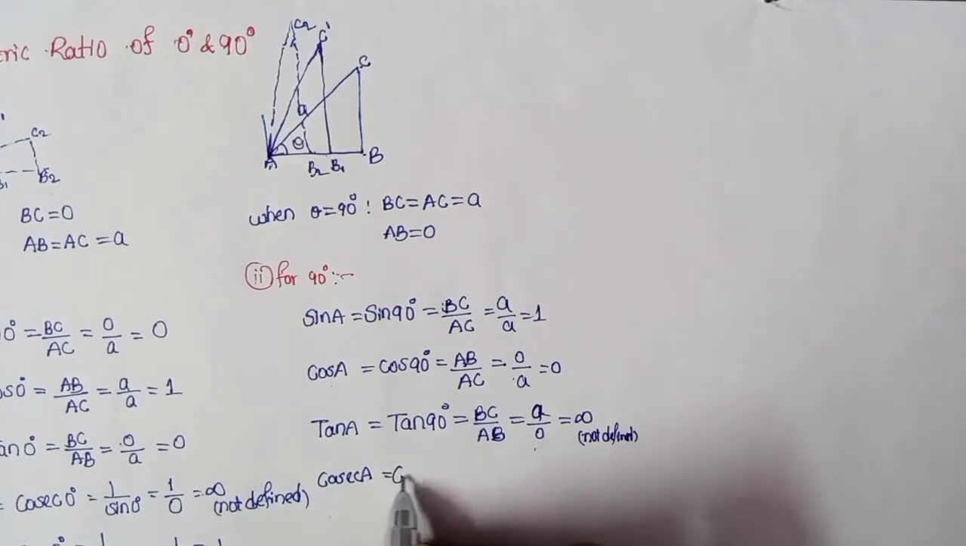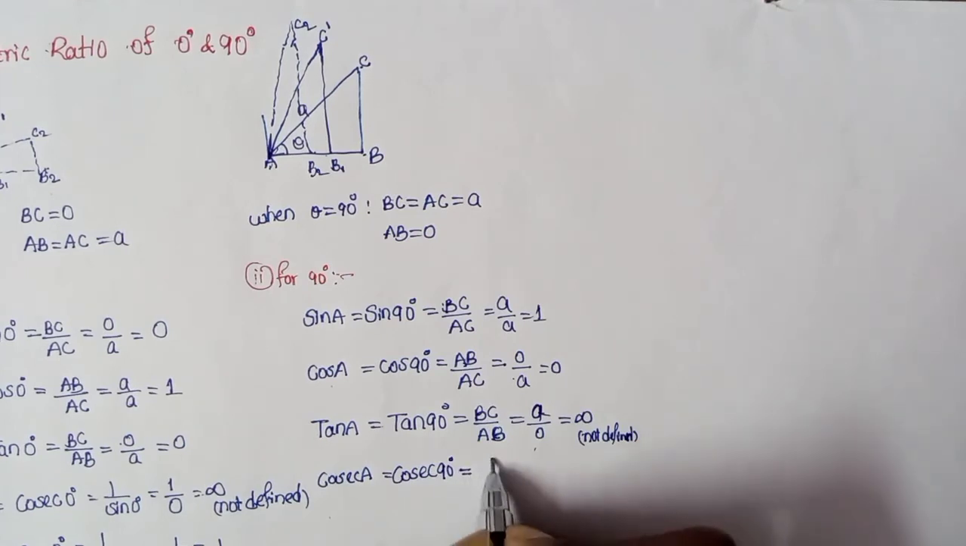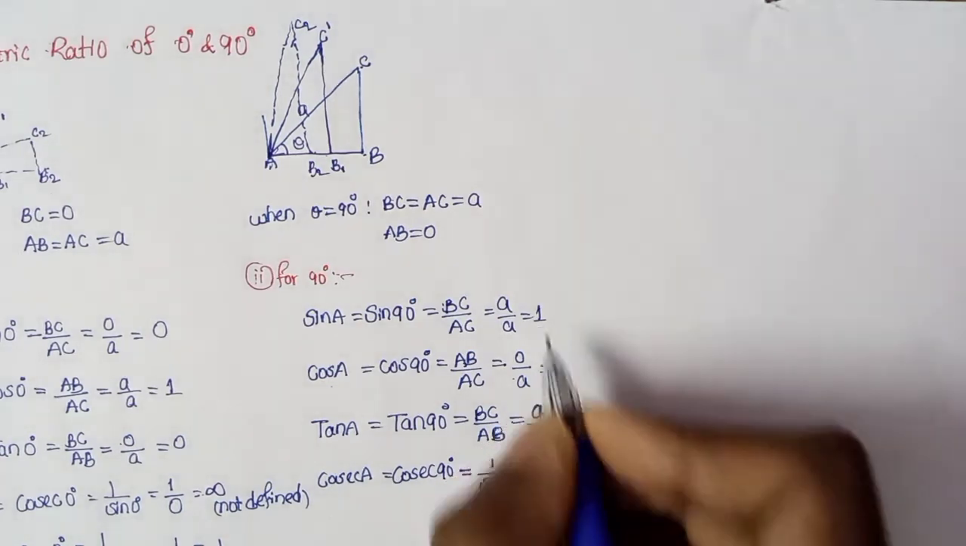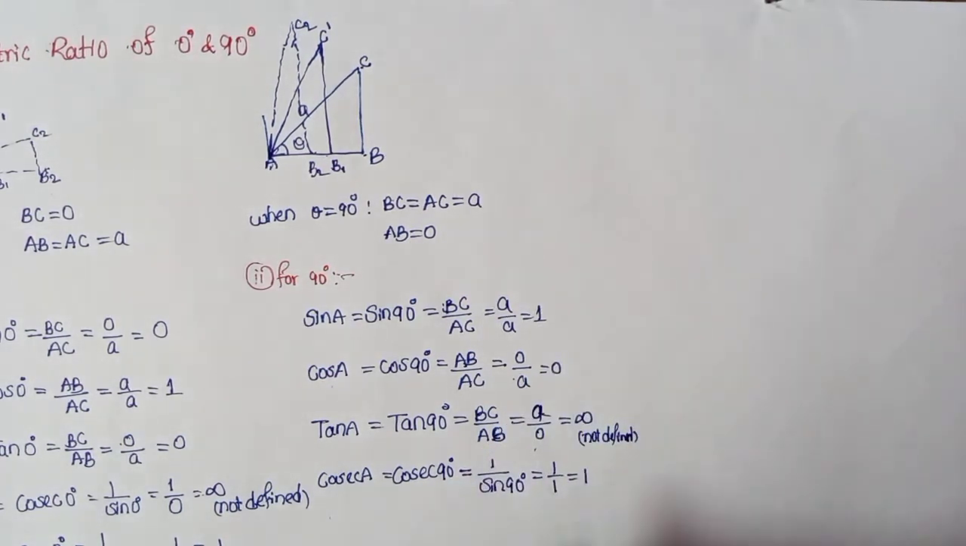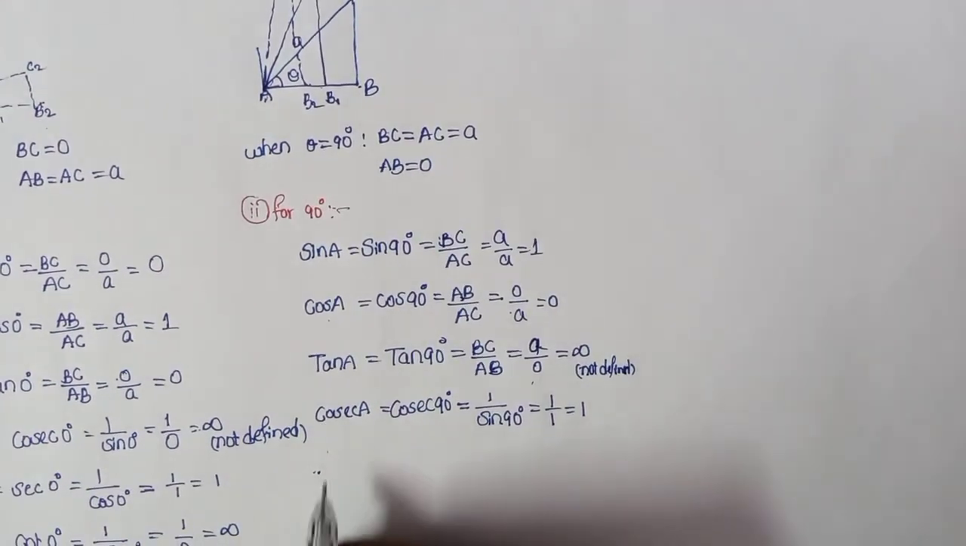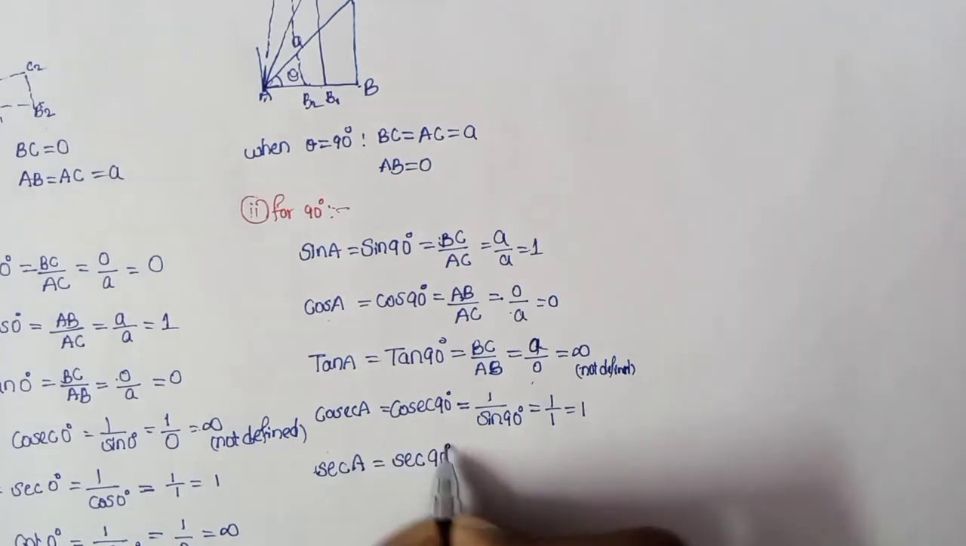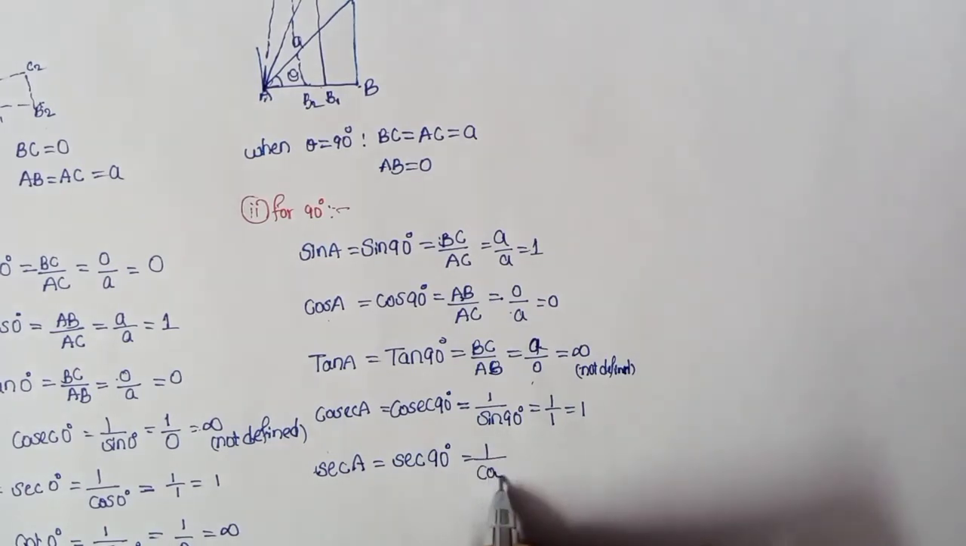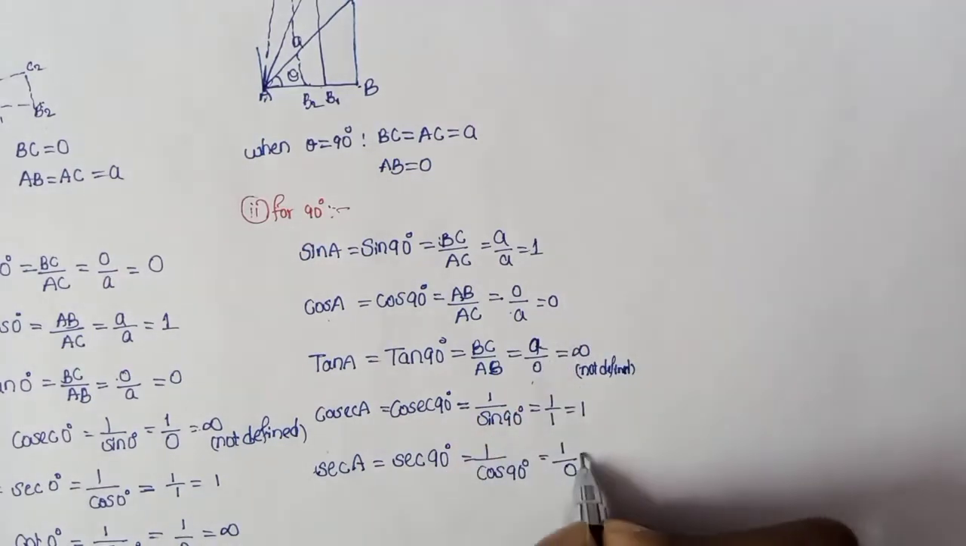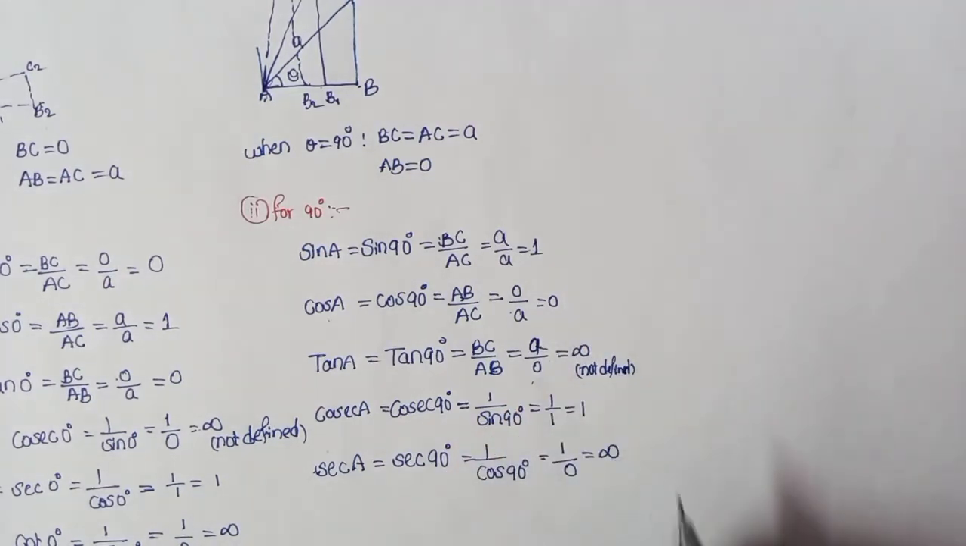Next, cosec. Cosec A, that is cosec 90 degrees, is equal to 1 by sin 90, which is the reverse of this, 1 by 1, that is 1. Next, sec. Sec A, that is sec 90 degrees, is equal to 1 by cos 90, which is 1 by 0. 1 by 0 is what? Infinity, undefined.